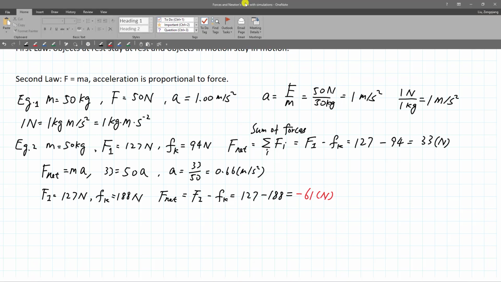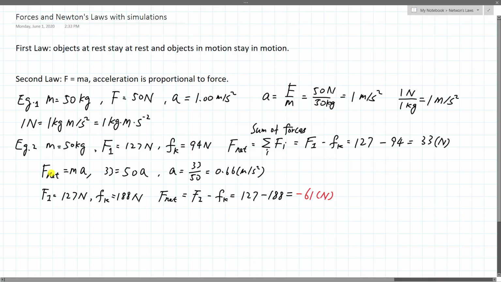So if force is proportional to acceleration, and mass is always positive, then the negative net force means you have negative acceleration. So this is equal to mass times acceleration, which is 50 kilograms. Oh, sorry, 100 kilograms, because now we have two boxes, times A. So we can calculate A is equal to minus 61 over 100. So our acceleration will be minus 0.61 meters per second squared. So every second our velocity will have 0.61 meters per second subtracted away.